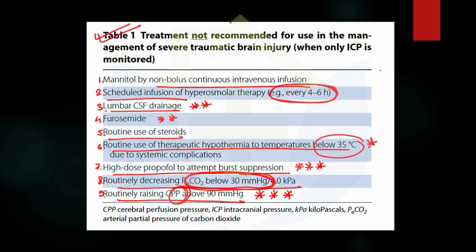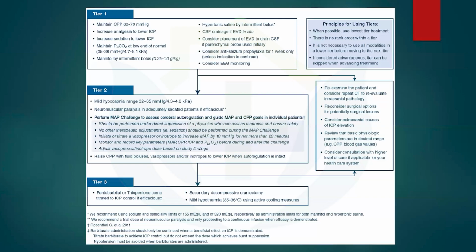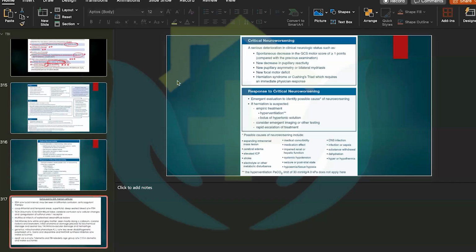Previously furosemide was used, but furosemide does not have any significant hyperosmolar effect or cerebral edema reduction effect. It has gone out of use. Steroids are absolutely detrimental. Routine hypothermia, severe hypothermia, is detrimental. High dose propofol without looking at PRIS, that is propofol infusion syndrome, is again not used. Routinely decreasing PCO2, especially in the early phase of traumatic brain injury, is not to be done. So all these things have been done.